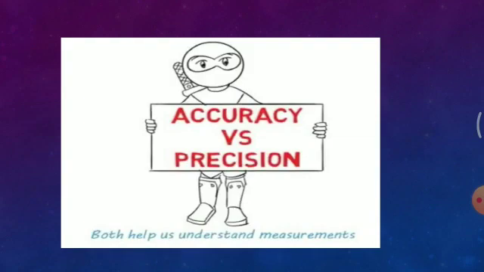Now we are going to discuss accuracy and precision. Both help us to understand measurement. Measurement is nothing but comparing an unknown physical quantity by using a known quantity. So what are accuracy and precision?